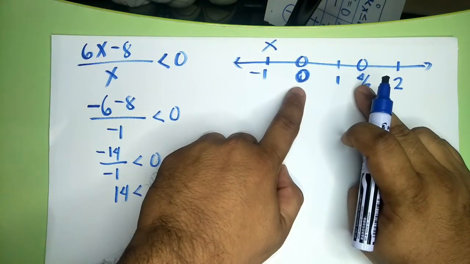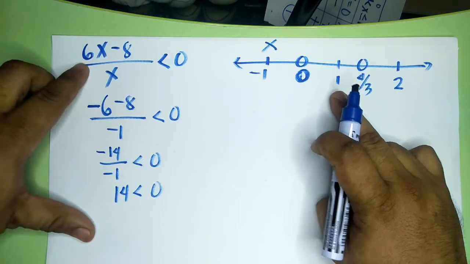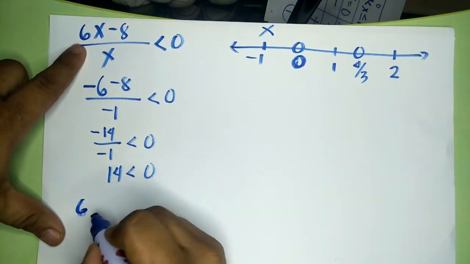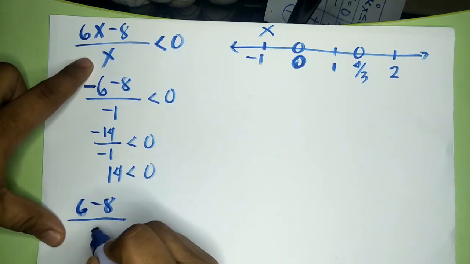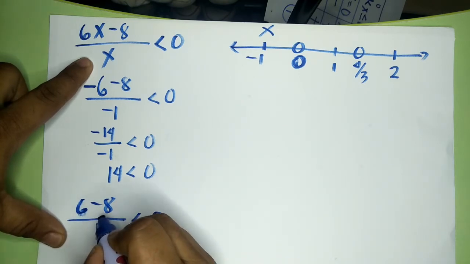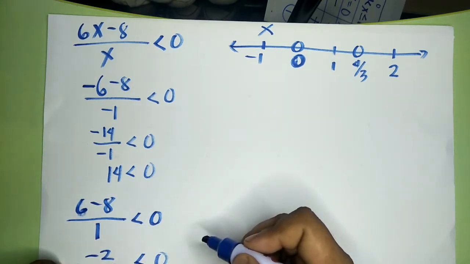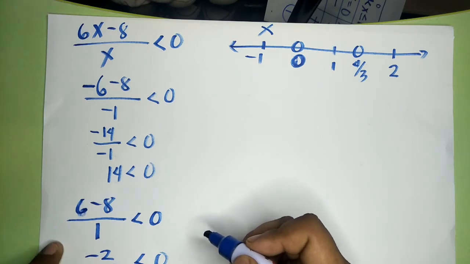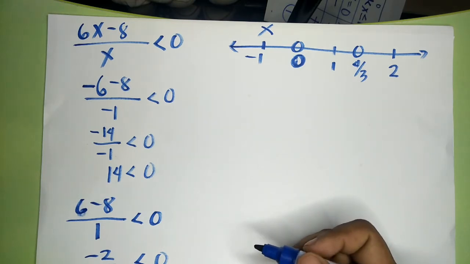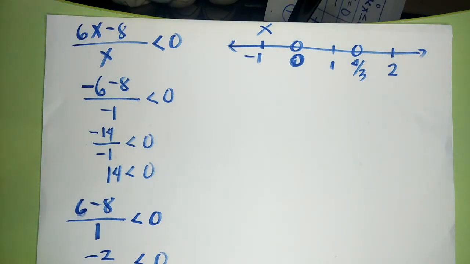Another, subukan natin yung nasa pagitan nila. So, subukan natin yung 1. So, if x is 1, 6 times 1 is 6 minus 8 over 1 is less than 0. So, 6 minus 8 is negative 2 over 1 is less than 0. So, negative 2 divided by positive 1, that is negative 2 is less than 0. So, ibig sabihin, yung nasa pagitan nila ng 0 at 4/3 ay included sa ating solution.